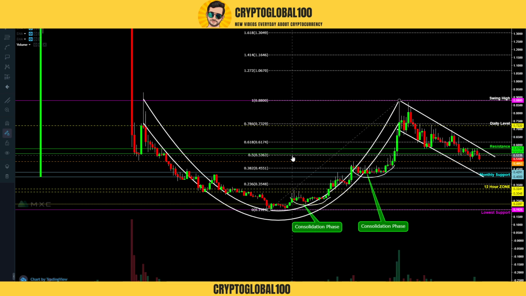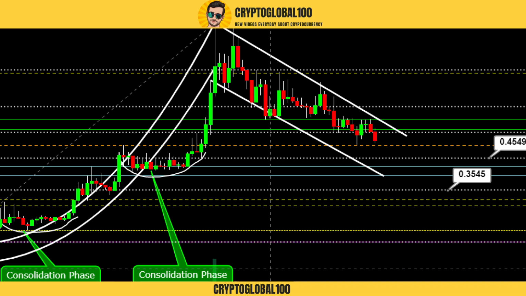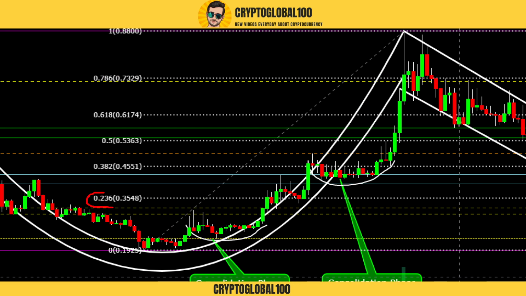Now we're going to compare the prices with the Fibonacci levels. Let's take a look here. At 0.263, the price consolidated here. At 0.382, the price consolidated here. At 0.45, it broke through, and this was the retest.